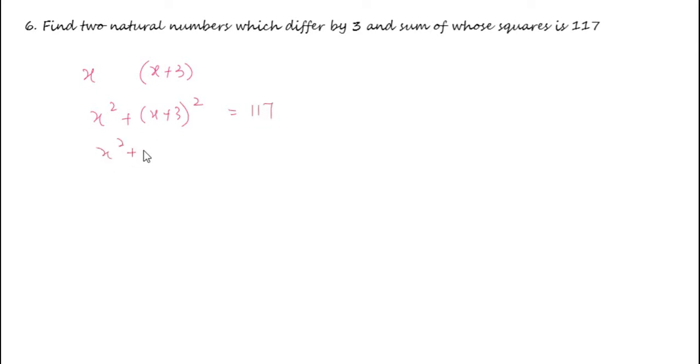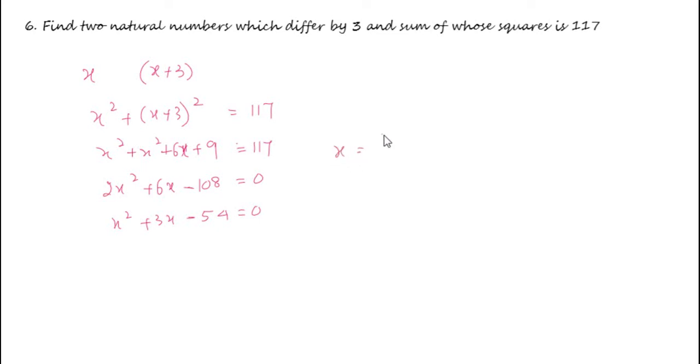X square plus 6x plus 9 is equal to 117. This becomes 2x square plus 6x. 117 I will bring to the left side, that is minus 117 plus 9, so it's minus 108 equal to 0. Dividing by 2, x square plus 3x minus 54 equal to 0. Let us directly calculate the roots.